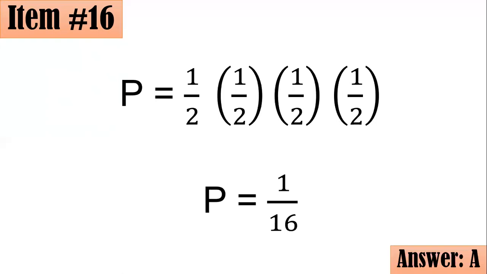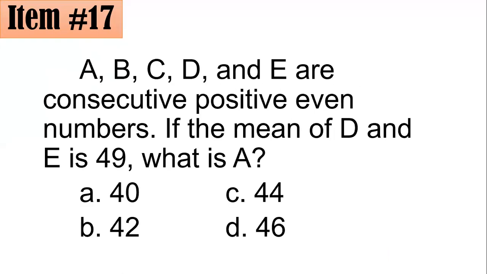Number 17. A, B, C, D, and E are consecutive positive even numbers. If the mean of D and E is 49, what is A? Is it 40, 42, 44, or 46?